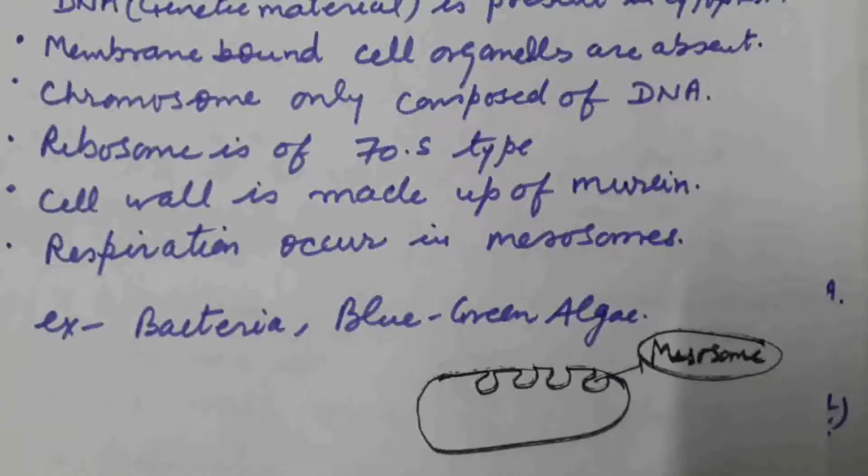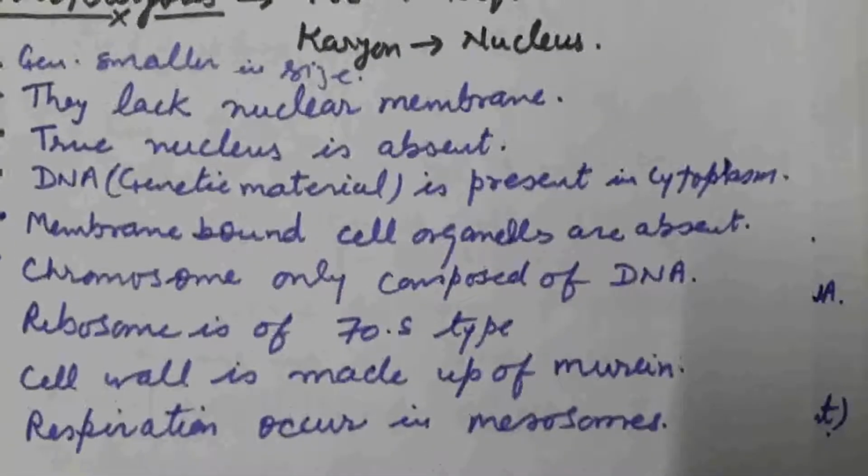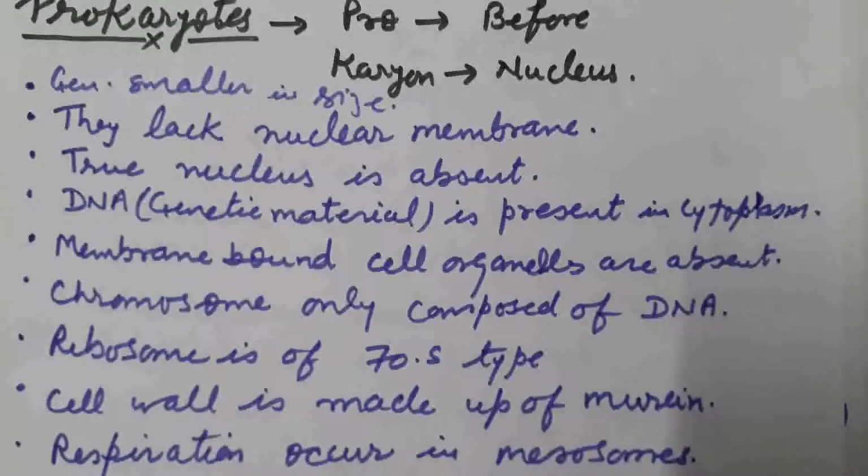Example of the living organism in which prokaryotic organization of cell is present: bacteria and blue-green algae. We use one more term for blue-green algae. We call it cyanobacteria. Cyanobacteria is the other term which is used for the blue-green algae. In bacteria and blue-green algae, both, prokaryotic type of cell organization is present. So these are the important features in case of prokaryotic cell.